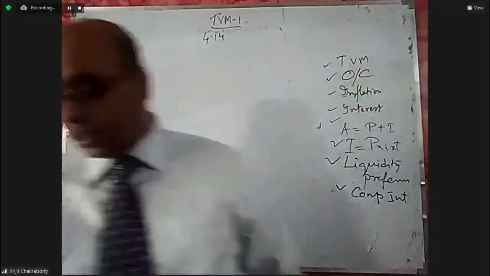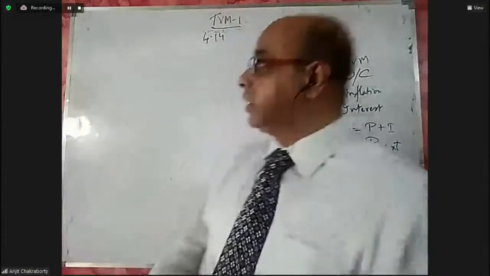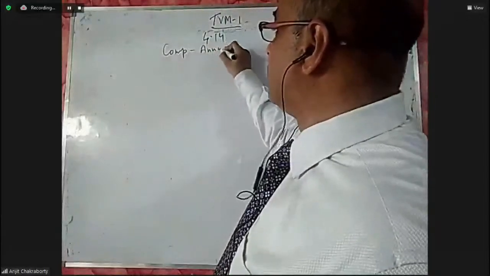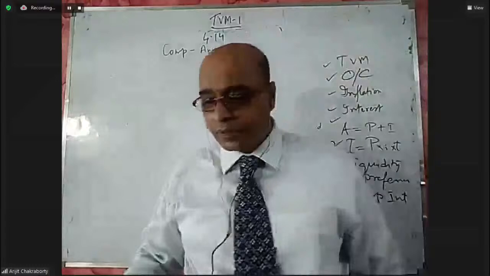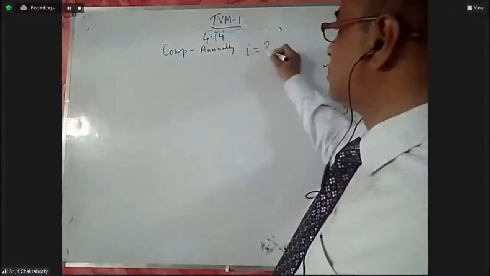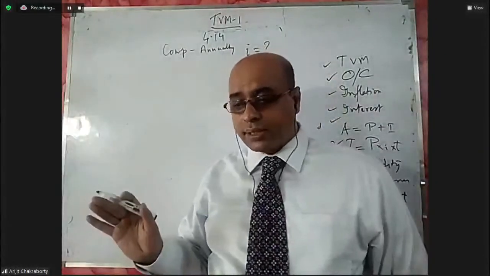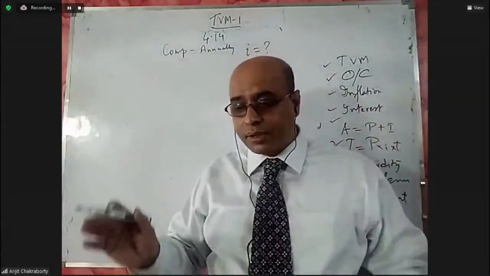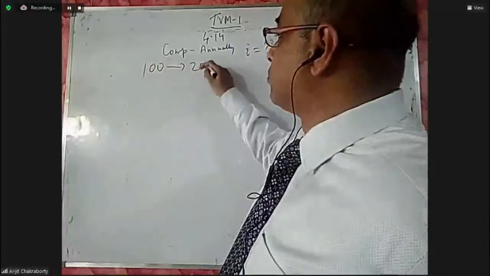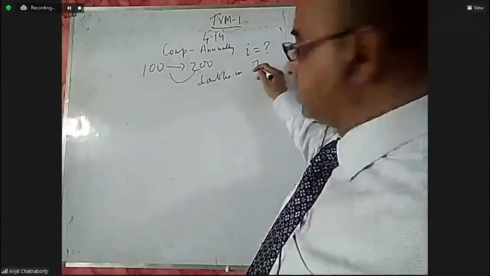Let's try to understand the question. You have to find out the annual rate of interest. Compounding is done annually. So let me write the facts. Compounding is done annually. Very good. We don't know the rate of interest, so I is question mark. We know that the investment doubles in 7 years. So 100 rupees becomes 200 rupees. That is, it doubles in 7 years.